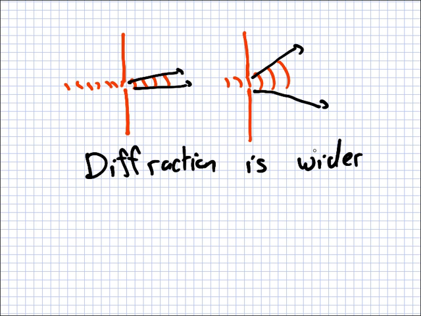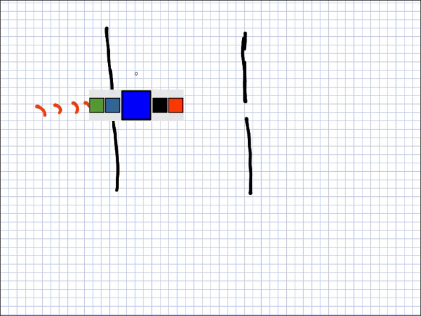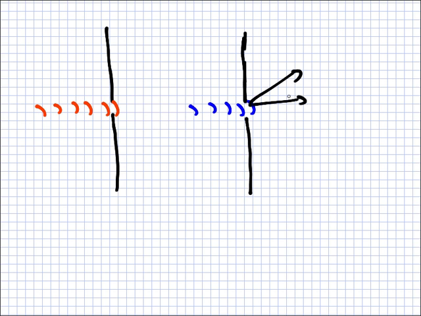Now, the next question, okay? The next question is a little bit hard, so let me try and help you with it. So in part B, what they do, they keep the hole the same, but they change the wave. So firstly, it is red. And then secondly, it's blue. And the question is, what will happen? Will it diffract more or will it diffract less?